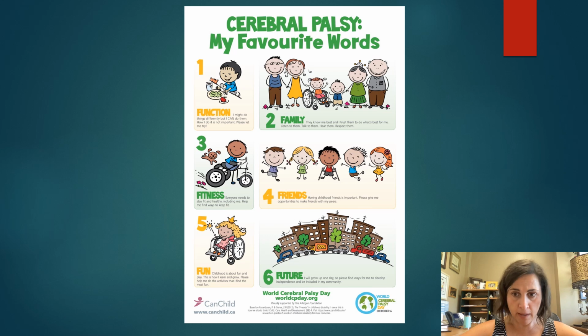So one of the big things that we like to focus on in cerebral palsy are the 6 F's: function, family, fitness, friends, and fun, as well as future. These are things that should be at the forefront of our assessment of kids with CP and lead discussions with families and their children in regards to accessing next steps.